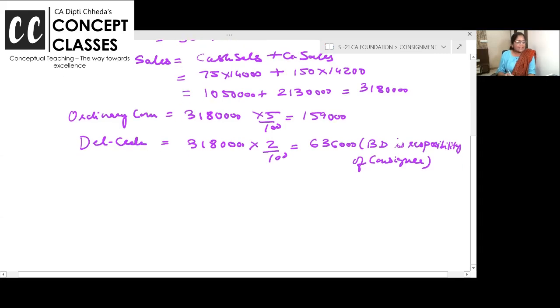Now the next case, case D. Everyone is clear? So what is going to be the total commission? Yeah, I didn't do the total. 1 minute. Are you also calculating? 63,600 this is, and so the total commission is 63,600 plus 1,59,000. 222,600.